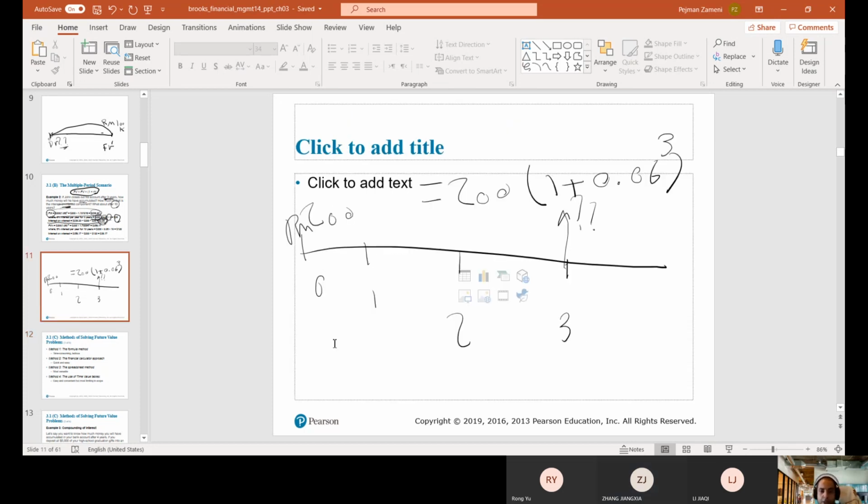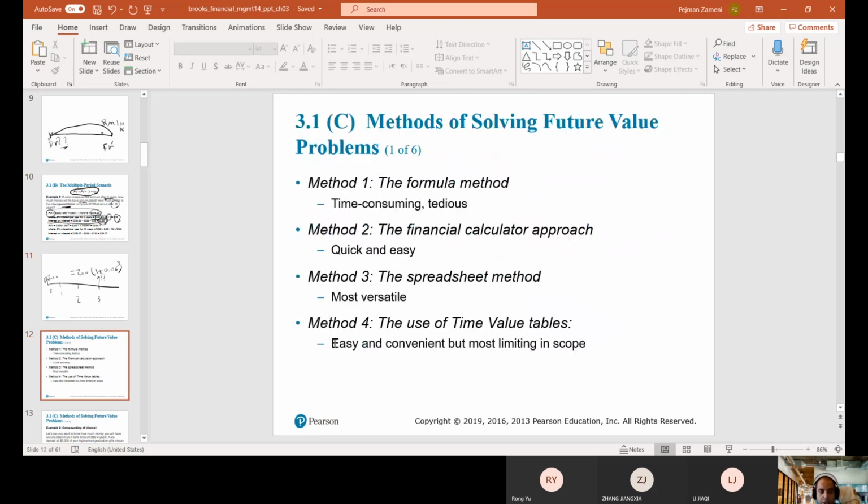Referring to the previous question, we can solve that question in many different ways. See, there are 4 different ways we can do that question. Method 1, methods of solving future values: you can use the formula that we already did. You can use a financial calculator, okay?